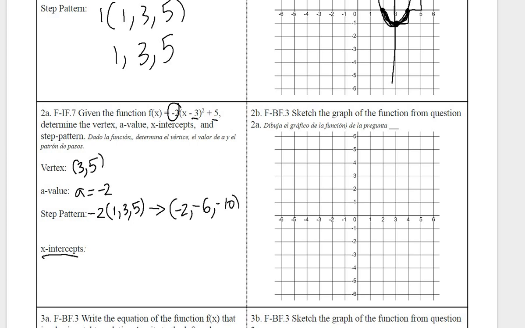Okay, I'm going to start with my graph. I think that's easier than finding x-intercepts. So let's see. My vertex is over 3, up 5. I go over 1, down 2. I go over 1, down 6. And then I won't have room to go over 1, down 10. So I'll just mirror that. Okay, smooth curve.